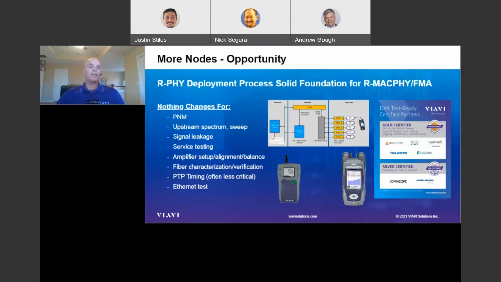So a lot of doom and gloom and a lot of challenges here in testing next-gen networks, but we can't forget about all the good work we've done to date. A lot of things we said were going to be problems, we've developed solutions for as an industry for remote PHY deployments to make it really seamless for technicians to move from working on legacy nodes to remote PHY nodes. And a lot of this foundation we laid for remote PHY will transfer directly into remote MAC-PHY and FMA.